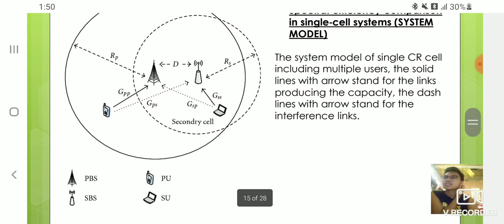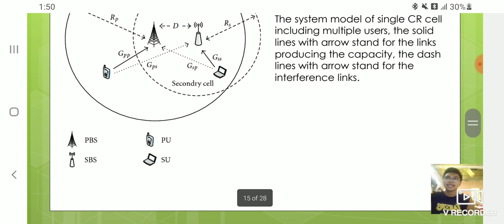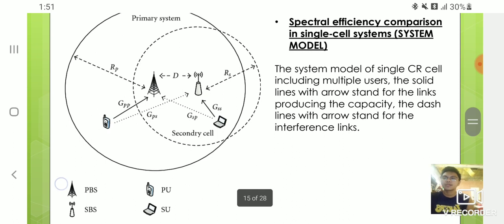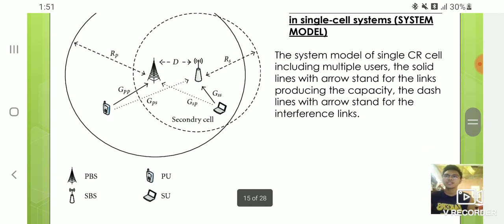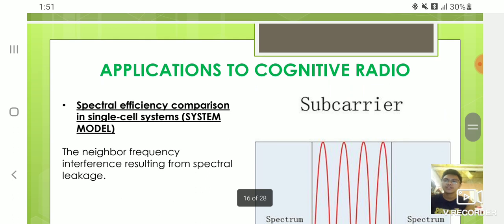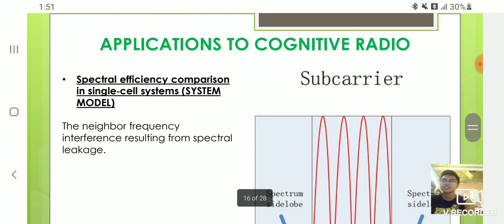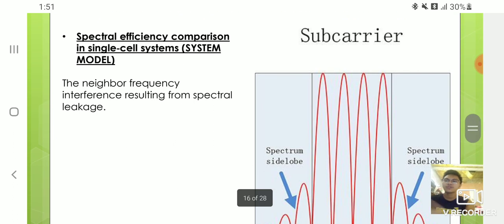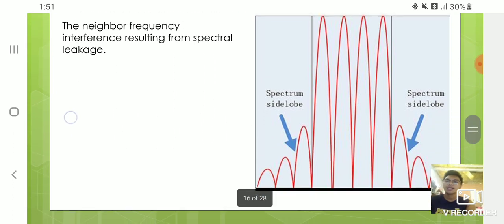In the context of CR systems, a group of SUs randomly distributed with an access point called the secondary base station, or SBS, constitutes a CR cell as depicted in this picture. The uplink scenario of the CR system incorporates a primary cell and a secondary cell with multiple PUs and SUs. Next is the spectral efficiency comparison in single cell systems, the system model: the neighbor frequency interference resulting from spectral leakage.